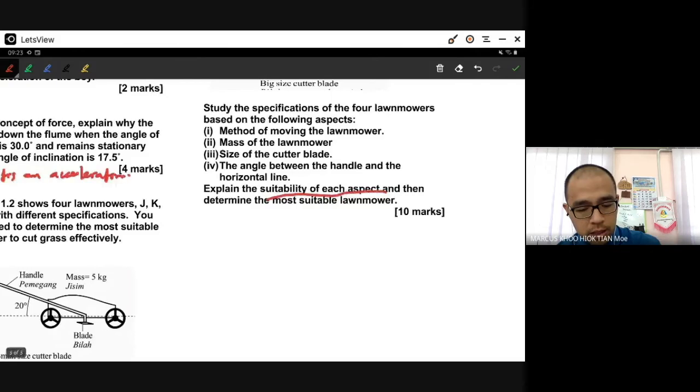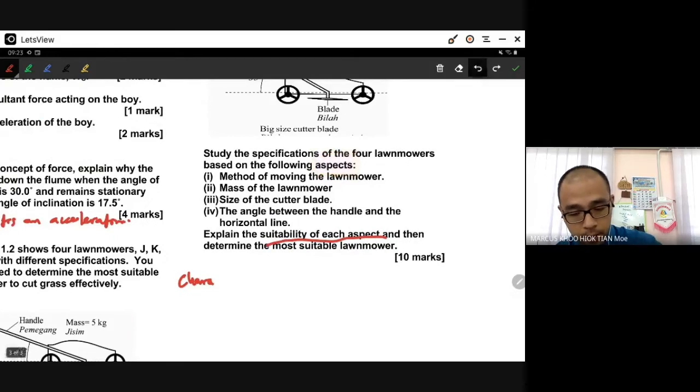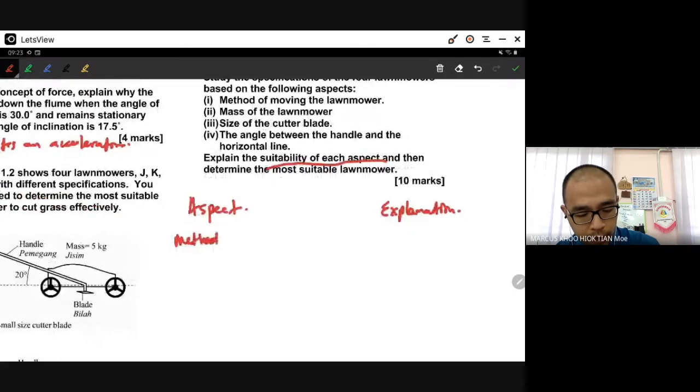So the first one is the characteristics. Oh sorry, we use aspect lah. So let's use the word aspect. Since we are using aspect, then we use aspect lah. Okay, so there's aspect, and then after that there is the explanation. Okay, so the first one is method. Method of moving the lawnmower.